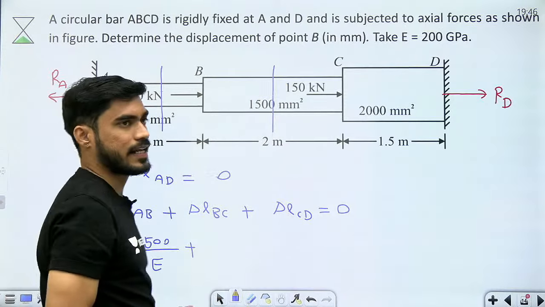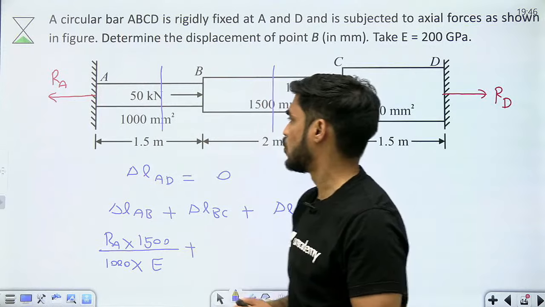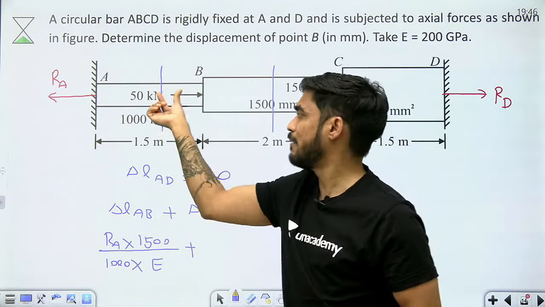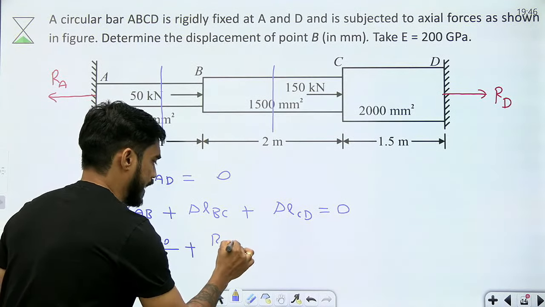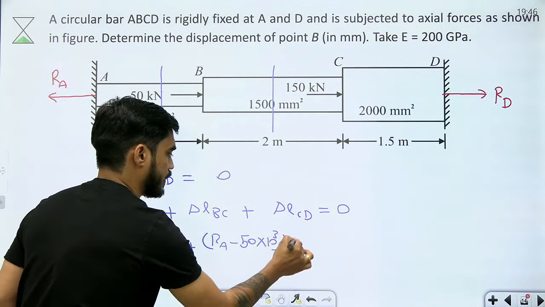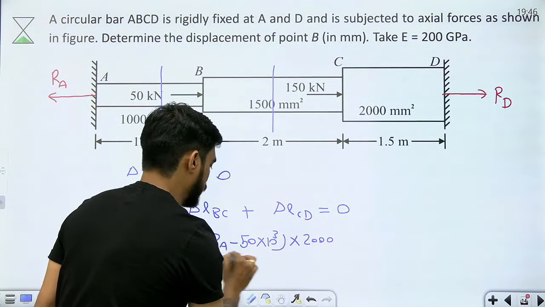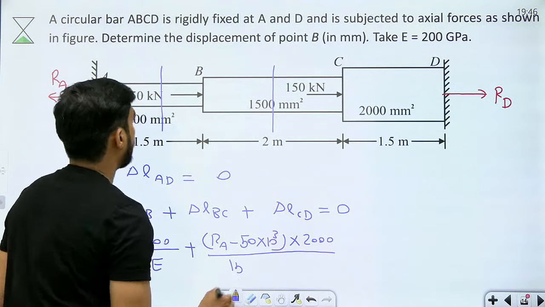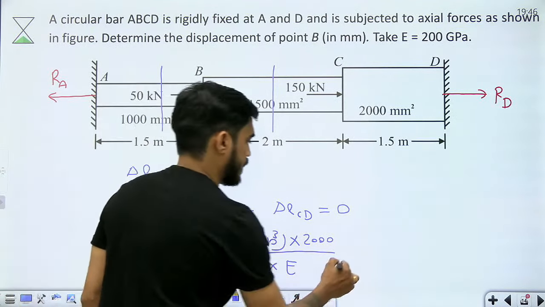So beta, let's consider a section between B and C. On the left of this section, what is the total force? RA minus 50 kilonewton, right? So let me write it like this: RA minus 50 into 10 to the power 3, multiplied by the length 2000, divided by the area 1500 mm square, multiplied by Young's modulus E.